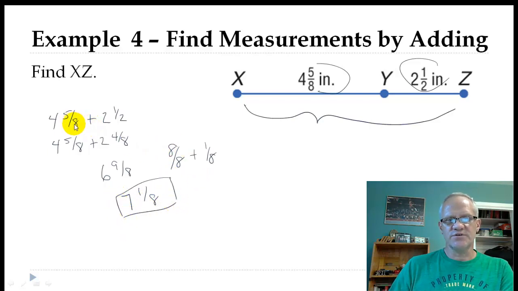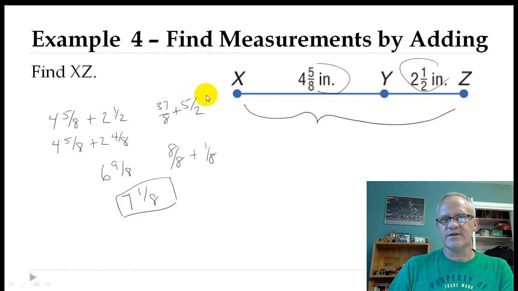The other way you could do it is to totally turn these into improper fractions and turn them back. Remember how you would do that: 8 times 4 would be 32, plus 5 would be 37, so 37/8. And then this would be 2 times 2 is 4, plus 1 is 5, so that'd be 5/2. You'd still have to get a common denominator and then add them. I don't think I'm going to go through that whole thing, but you still could get a common denominator, add the top, and then turn it back into a mixed number.